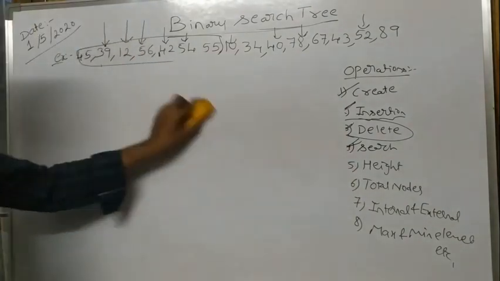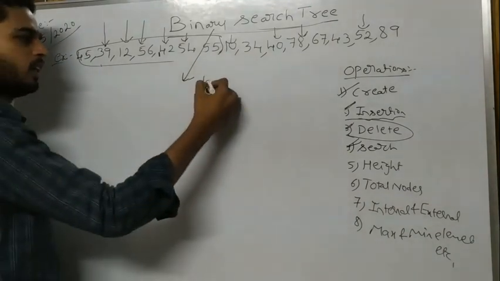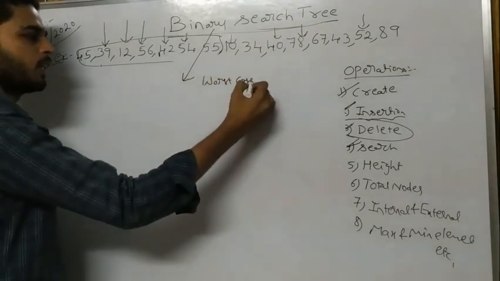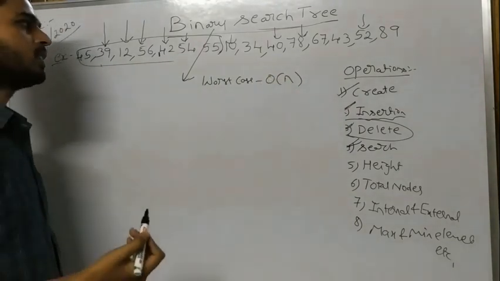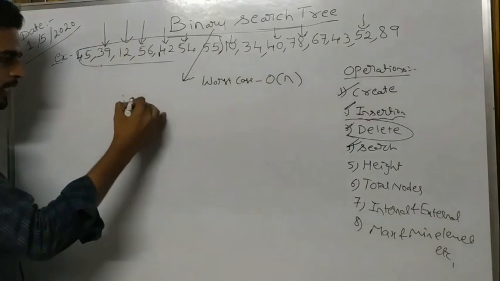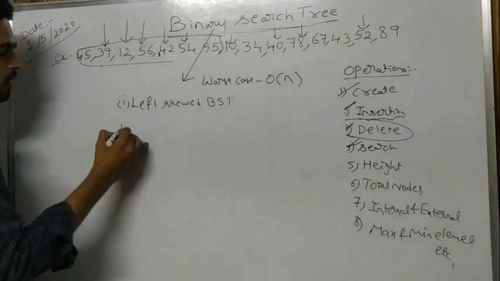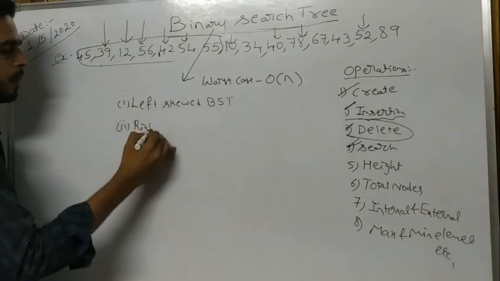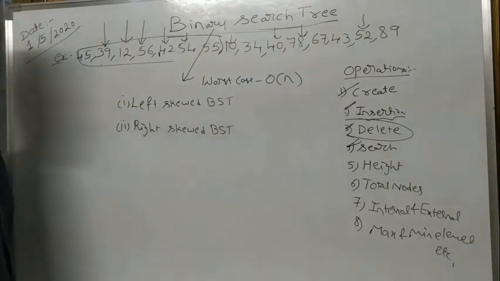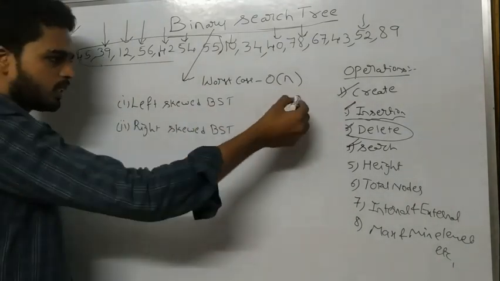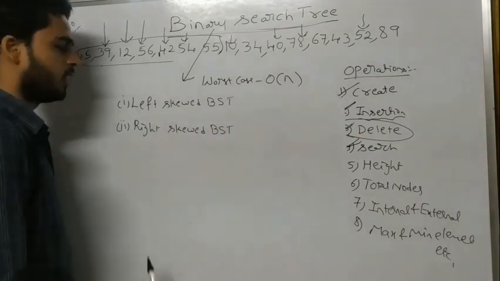Okay, fine. So there is one drawback in this binary search tree. As I already said, it is going to take the worst case time complexity of big O of n. In which case will it take the worst case? When it is a left skewed binary search tree or a right skewed binary search tree. You know the definition of left skewed. If all elements are placed on the left side, I can call it a left skewed binary search tree. If all elements are placed on the right side, I can call it a right skewed binary search tree.